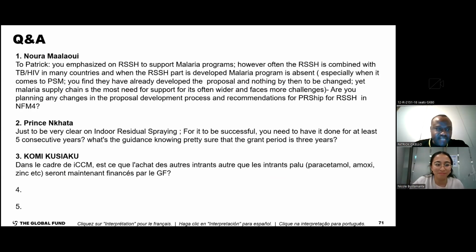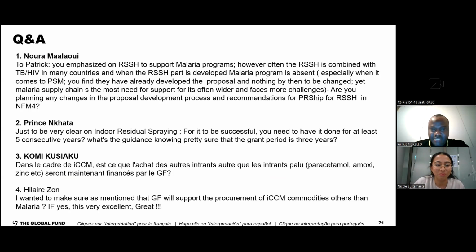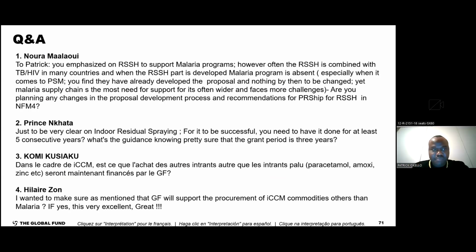If I can start, Nora, your question is, you emphasized RSSH to support malaria programs. Yes, however, often RSSH is combined with TB and HIV in many countries. When the RSSH parts are developed and the malaria program is absent, you find they have already developed a proposal and nothing can be changed. Are you planning any changes in the proposal development process and recommendations of partnership for RSSH in NFM4? I think, thank you for highlighting some of the problems that do exist sometimes at country level.